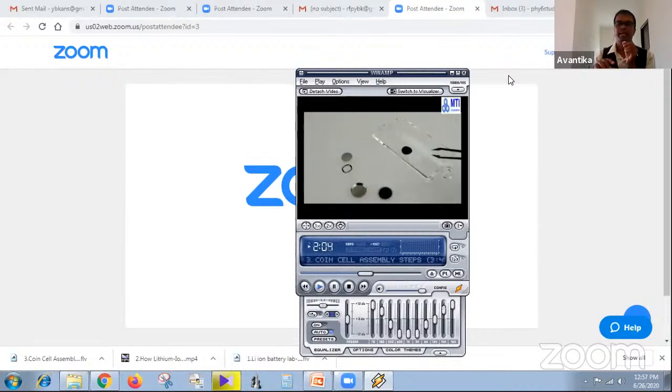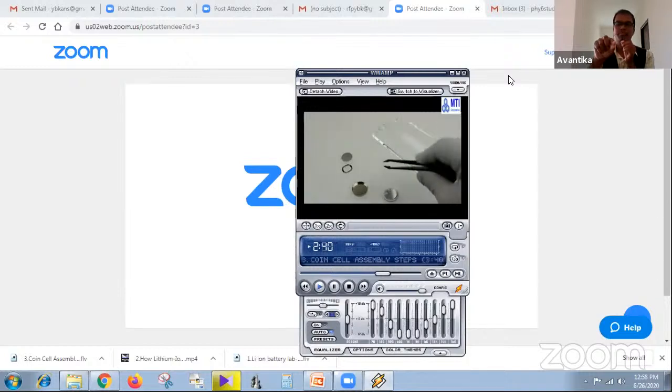Then after that, they can keep the separator. This is called the separator. It is white in color. The purpose of the separator is to avoid a short circuit between the cathode and anode. Finally, they can keep the lithium foil, which acts as the anode. So this is the full setup of the coin cell.